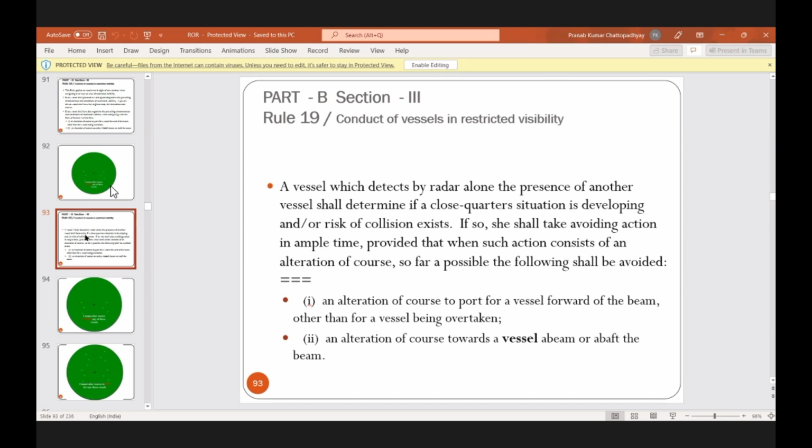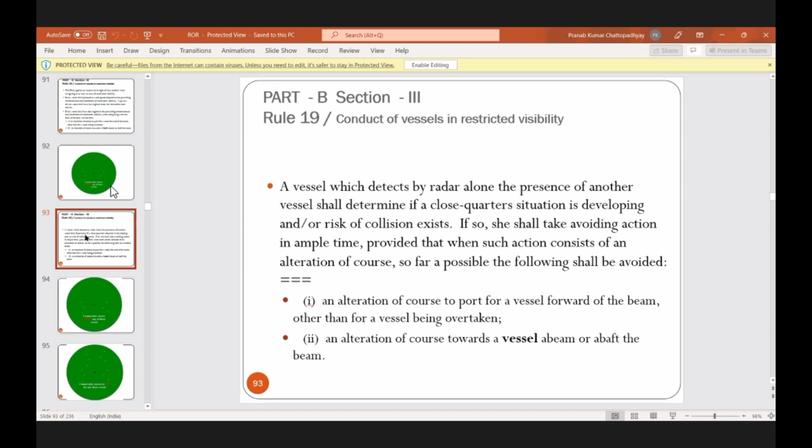What should not be done? An alteration of course to port for a vessel forward of the beam, other than for a vessel being overtaken. Just now what we said, an alteration of course. So suppose you have to take an action which consists of alteration of course, in such a case it says, if you have a vessel on the port side, an alteration of course to port for a vessel forward of the beam, it should not alter, other than a vessel being overtaken. So first you have to determine whether it's overtaking or not. If you are overtaking, then only. Otherwise, to take an avoiding action, you should not alter the course to port for a vessel forward of the beam.